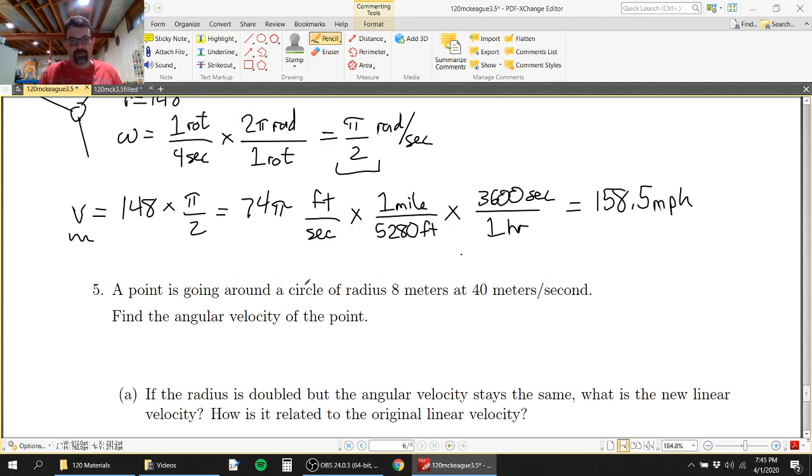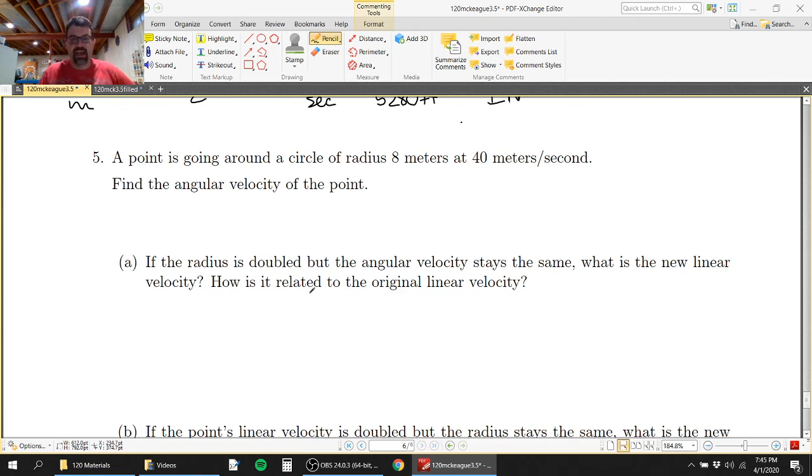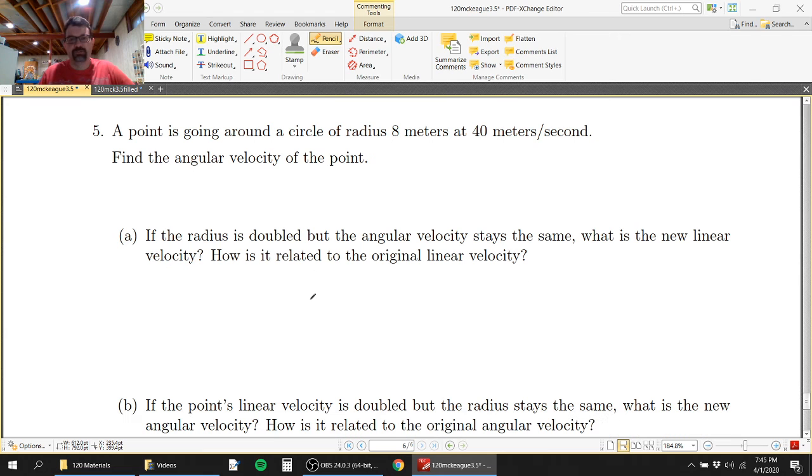All right, number 5 is just looking at how changes in one of these three quantities makes for changes in the other. It's based on V equals R omega. So I'll just do some brief comments, and you can see the actual work in the notes.